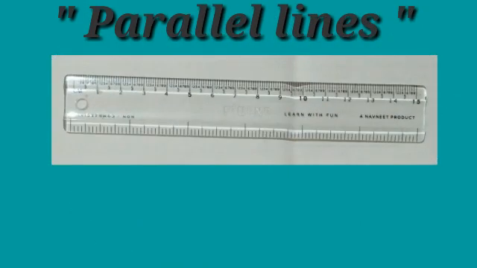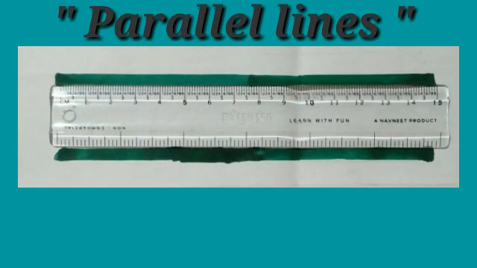Now students, let's do one more activity to understand the concept very clearly. Using the pencil, we have to draw lines along both sides of the ruler, or we can use a sketch pen to highlight it clearly. Then if you put the ruler aside, you get two lines which are also parallel lines.